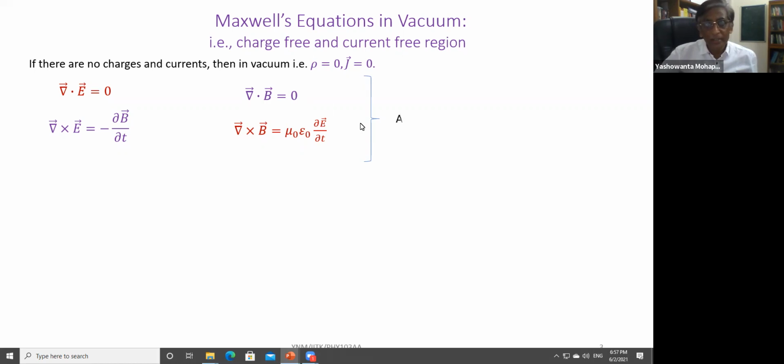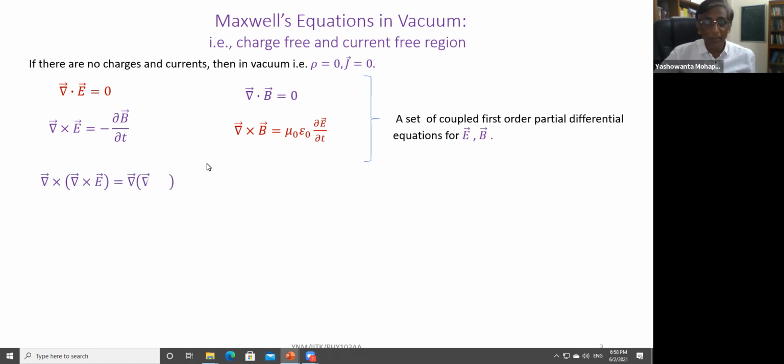Now, what are these? These are really a set of coupled first order partial differential equations for E and B. First order, because there is only one differentiation in space and one differentiation in time, but they're coupled. The equation in B involves E, and the equation in E involves B. So they're coupled, and all four need to be satisfied, of course. Okay, so then it's only a one line derivation for all the effort that we have put in.